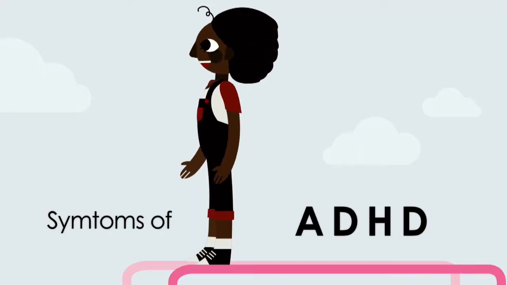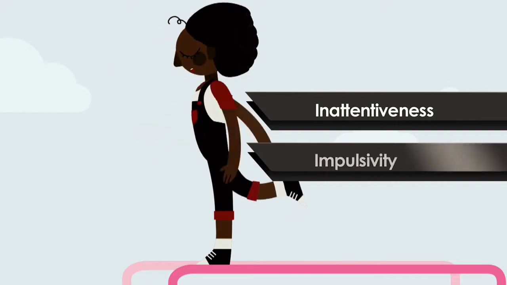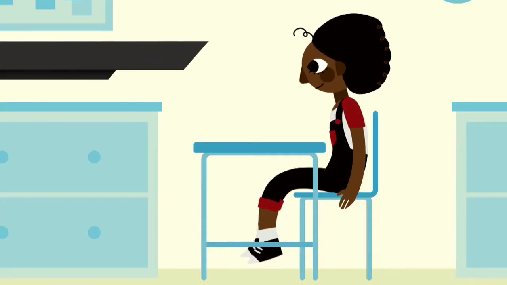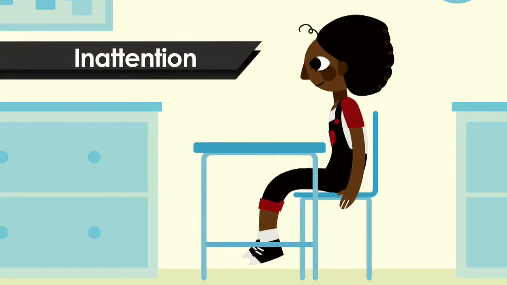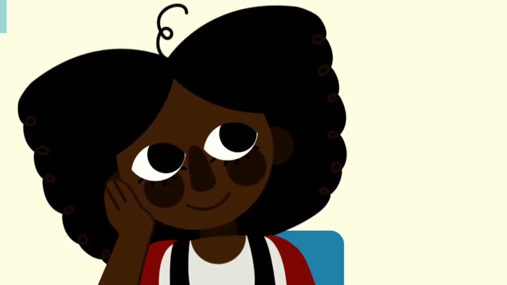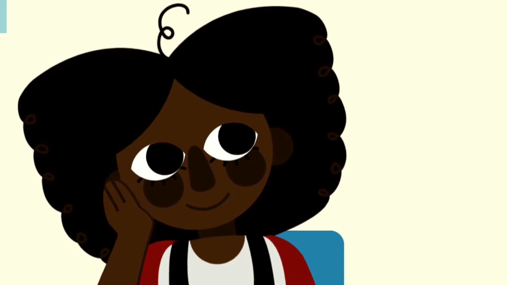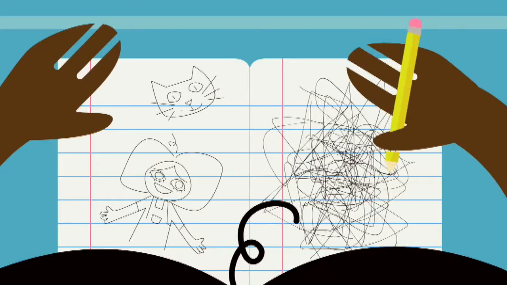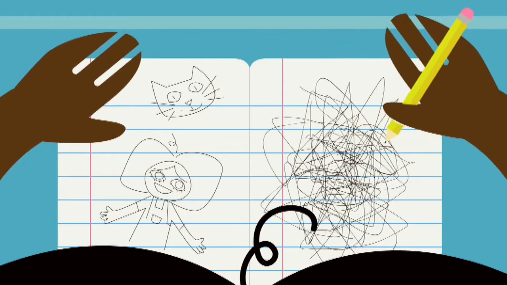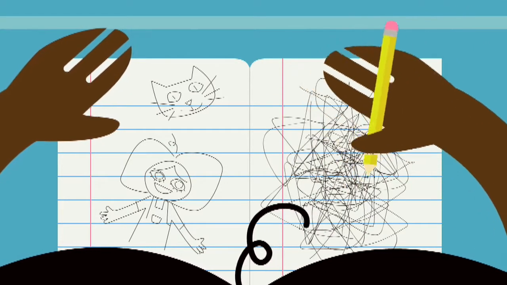The three main symptoms of ADHD are inattention, impulsivity, and hyperactivity. Inattention is an inability to direct or sustain attention for the required time appropriate to the age-expected outcomes. Inattention also includes lack of concentration, preoccupation, absent-mindedness, or daydreaming.